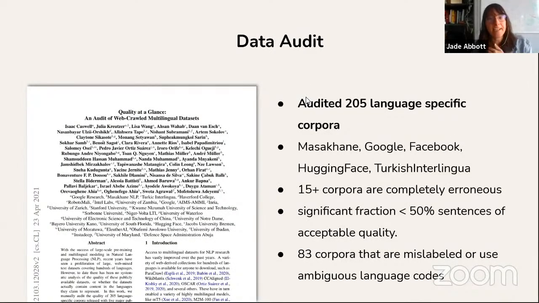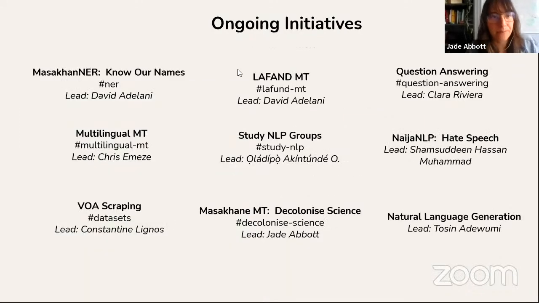And then we did this really interesting paper, which was a wonderful collaboration, not only people from Masakhane, but also from Turkic Interlingua, from Hugging Face, from Facebook. Angela herself was part of the paper, and Google. And basically we went and looked at a number of the multilingual data sets, and actually looked at the low resource languages. And we found that so many of the corpora are actually just completely erroneous. And so this further iterates this idea of having to include people who understand the languages into this process. So we have a whole variety of ongoing initiatives.